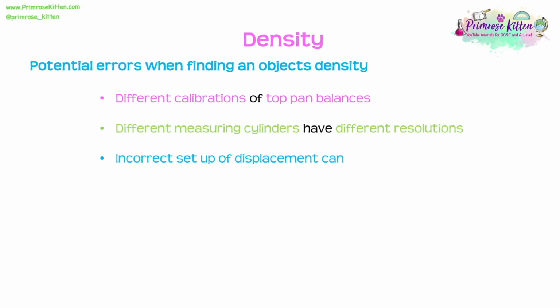Finally, we can consider an incorrect setup of the displacement can. Maybe they didn't add water right to the very bottom of that tube, and therefore we might get different readings for the volumes because some people may have errors in their readings.